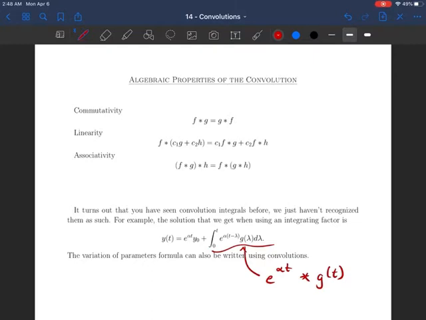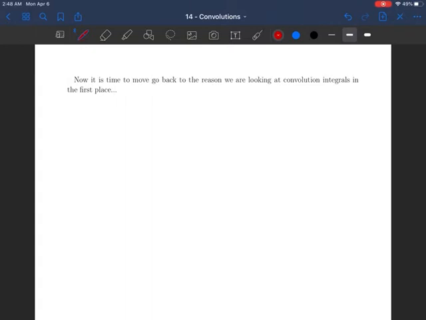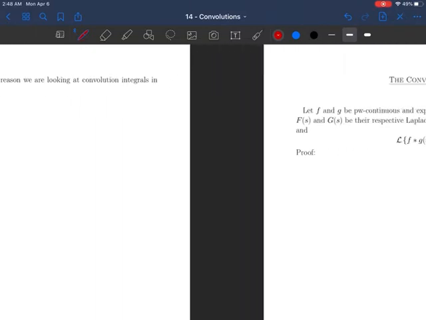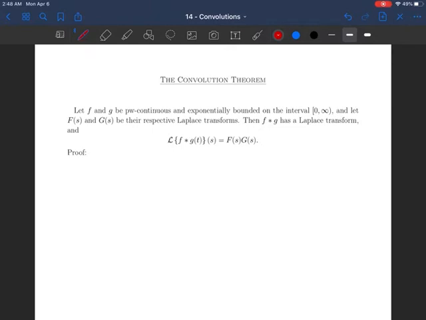They also come up. A convolution shows up in the formula for the variation of parameters formula under certain circumstances, if you start with an initial condition equal to the identity for your fundamental matrix. All right, so we've got some good algebraic properties, but let's get back to the reason that we're actually doing these things in the first place.